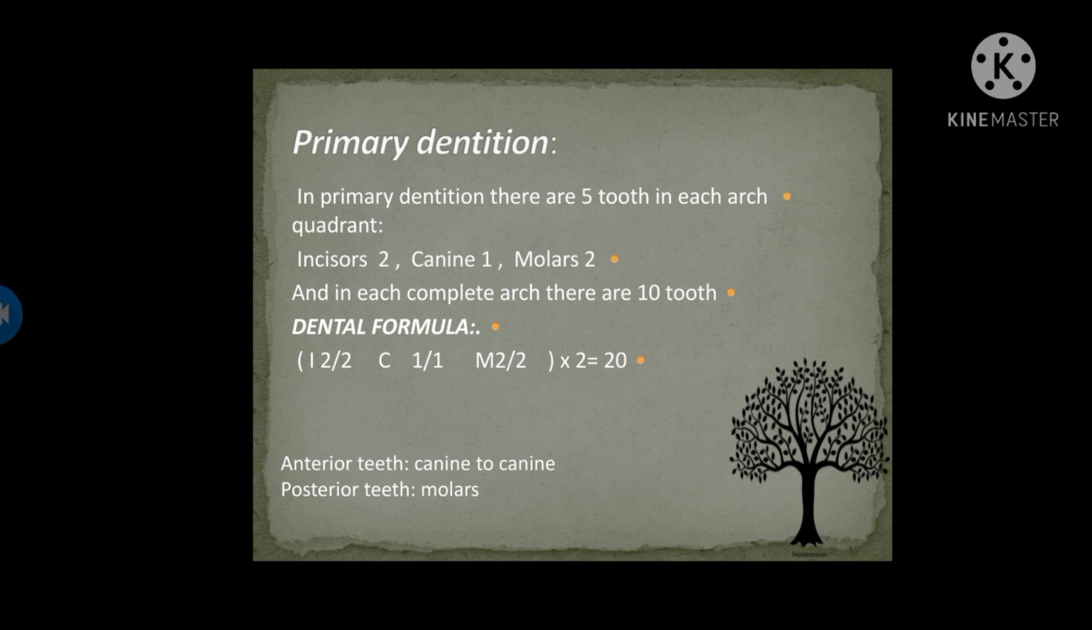In primary dentition we have a total of 20 teeth in the dental arches, 10 in the maxilla and 10 in the mandibular arch, and 5 teeth in each quadrant. Dental formula of one side is 4 incisors, that is 2 upper and 2 lower, 2 canines, that is 1 upper and 1 lower, and 4 molars, that is 2 upper and 2 lower. One side we have a total of 10 teeth, multiply it by 2 to get the total number of both sides, that is 20 teeth. Anterior teeth are basically incisors plus canines, that is canine to canine. Molars are denoted as posterior teeth.